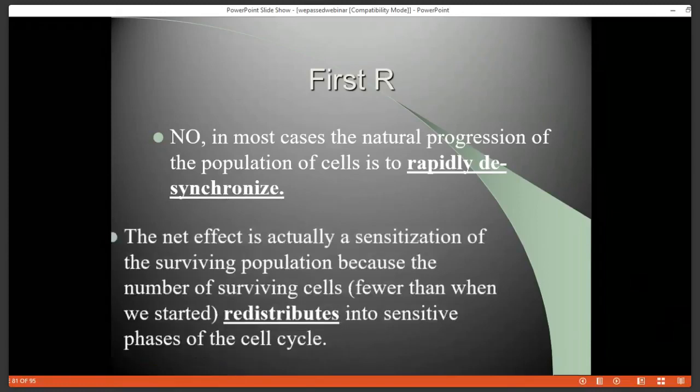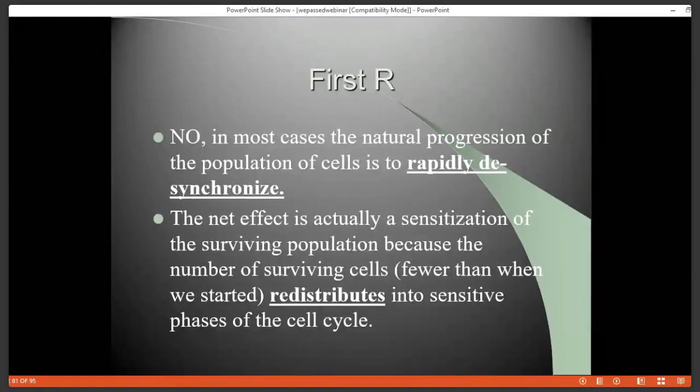So the net effect is actually a sensitization of the surviving population because there are fewer surviving cells. We killed some today than when we started, and those that were left redistribute themselves into more sensitive phases of the cell cycle given the 24-hour time frame. And the 24-hour time frame is an important one. The majority, though, of this redistribution in all of these Rs happens after the first 6 hours. So for BID treatments, that's why 6 hours is very important.